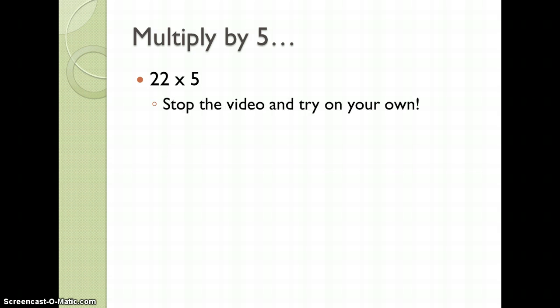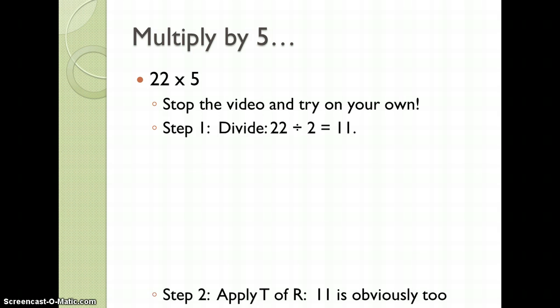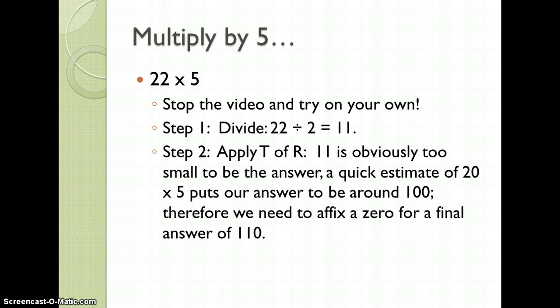22 times 5. Please stop the video and try on your own. So, step 1, divide 22 in half, which is 11. Applying the test of reasonableness, 11 is obviously too small to be the answer. A quick estimate of 20 times 5 puts our answer to be around 100. Therefore, we should affix a 0 for final answer 110.